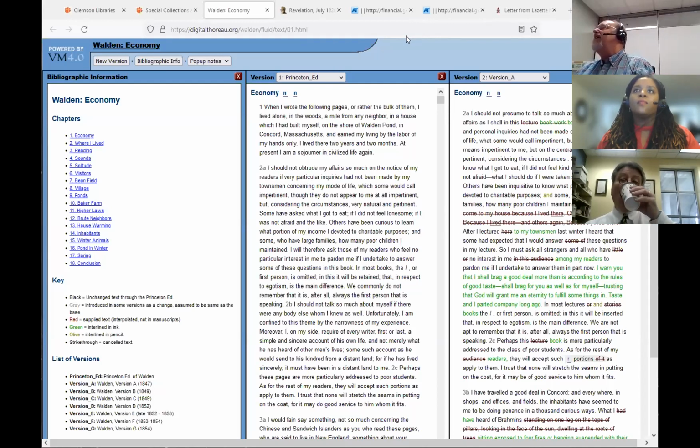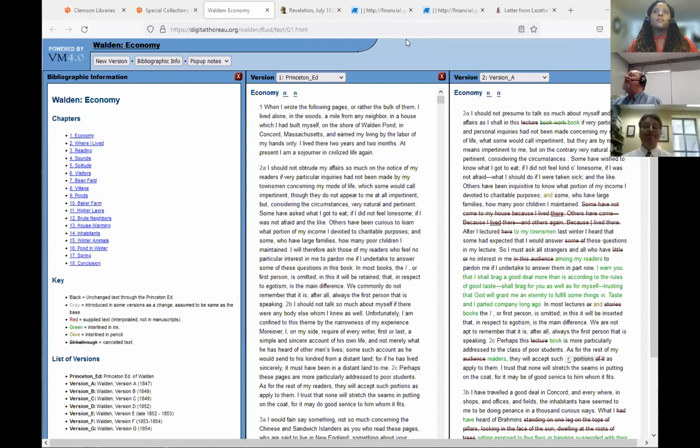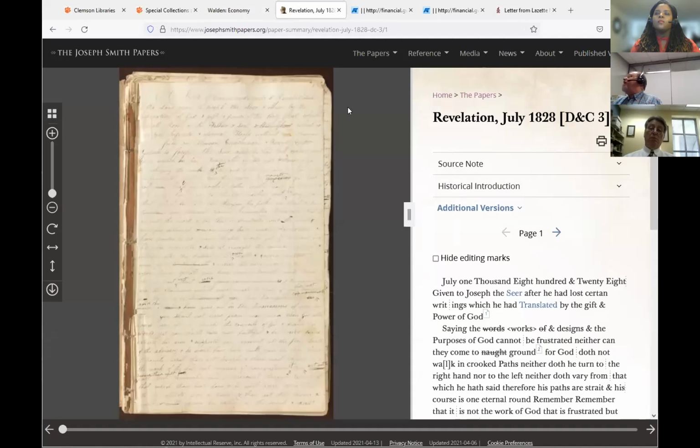Okay. Well, these are a few of the things that I mentioned in my description. This is Walden, and as you can see, there are multiple versions of Walden, and you can compare all of them. And they very nicely do things to help identify changes, not only crossed out, but different letters of text. These are the Joseph Smith Papers.